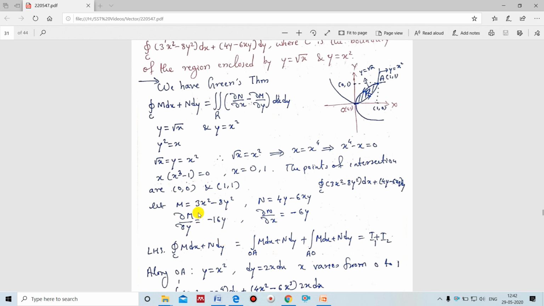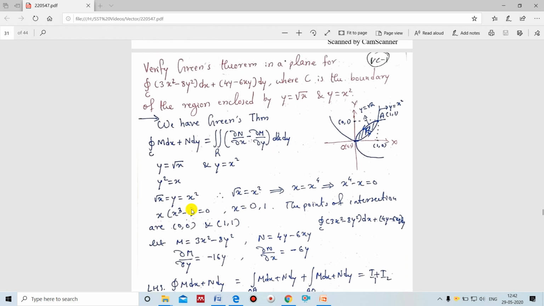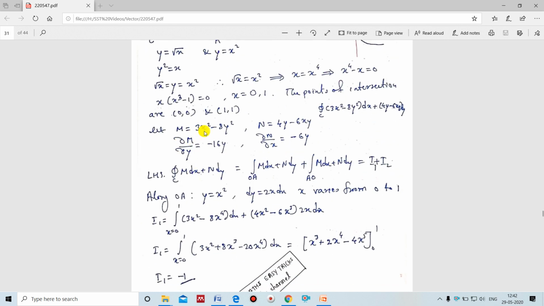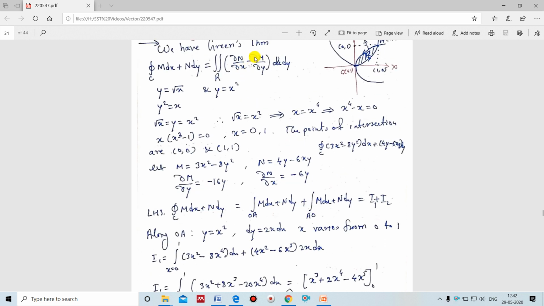For that, they have given it in the form of Green's theorem, that is the integration of M dx plus N dy. So here M is 3x square minus 8y square, and N is 4y minus 6xy. Differentiate M with respect to y and N partially with respect to x. We get partial M with respect to y as minus 16y, and partial N with respect to x as 0 minus 6y.